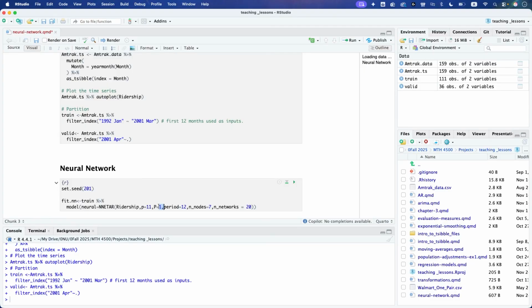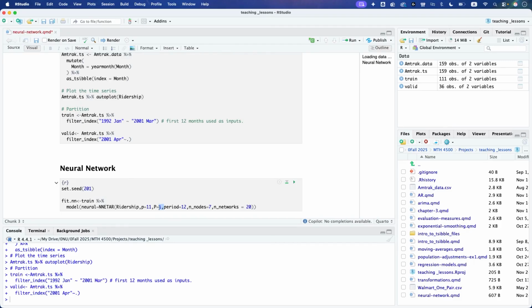So 11 plus 1, which is 12, plus 1 is 13, divided by 2, and round it to the nearest integer. So that's why we said it's 7 here. Finally, we have the number of networks. As I said, the number of networks defaults to 20, by the way. If you do not specify it, it's going to be 20. So the function is going to train 20 neural networks.